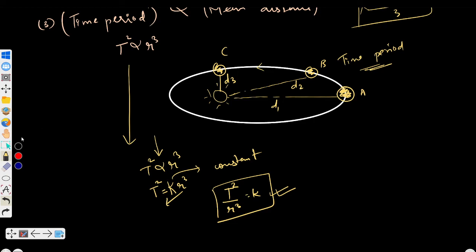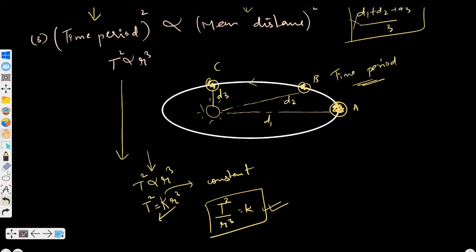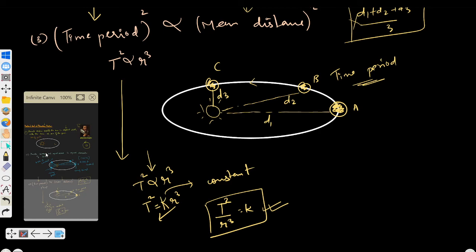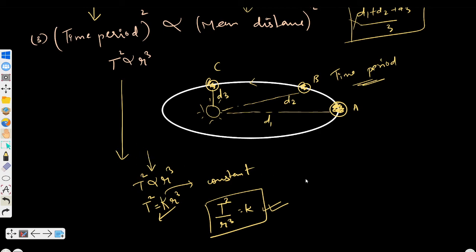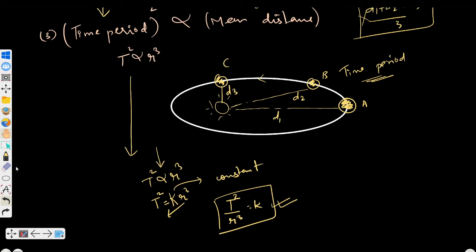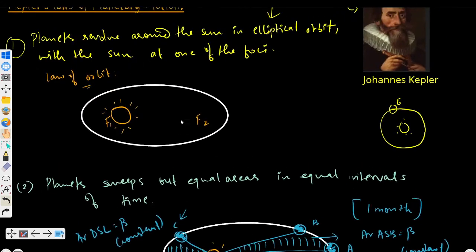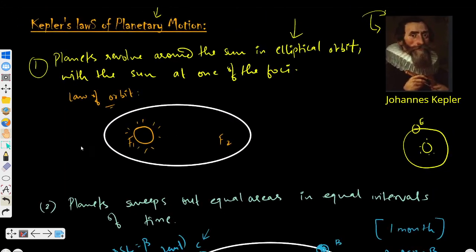Just remember this from Kepler's third law, which says that the square of the time period is directly proportional to the cube of the mean distance. From this we derive a relation which is T square upon R cube is equal to a constant k. Just remember this. I hope the laws are clear to you. They are very interesting. I find them interesting.